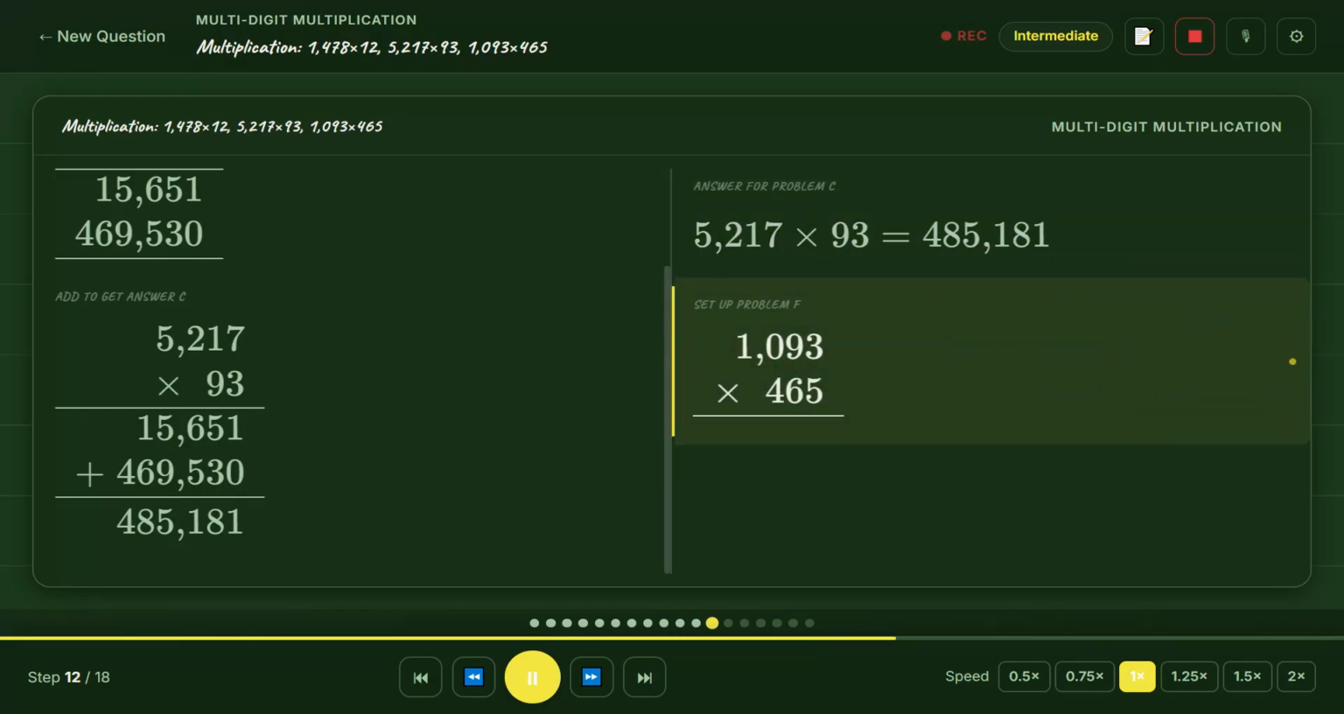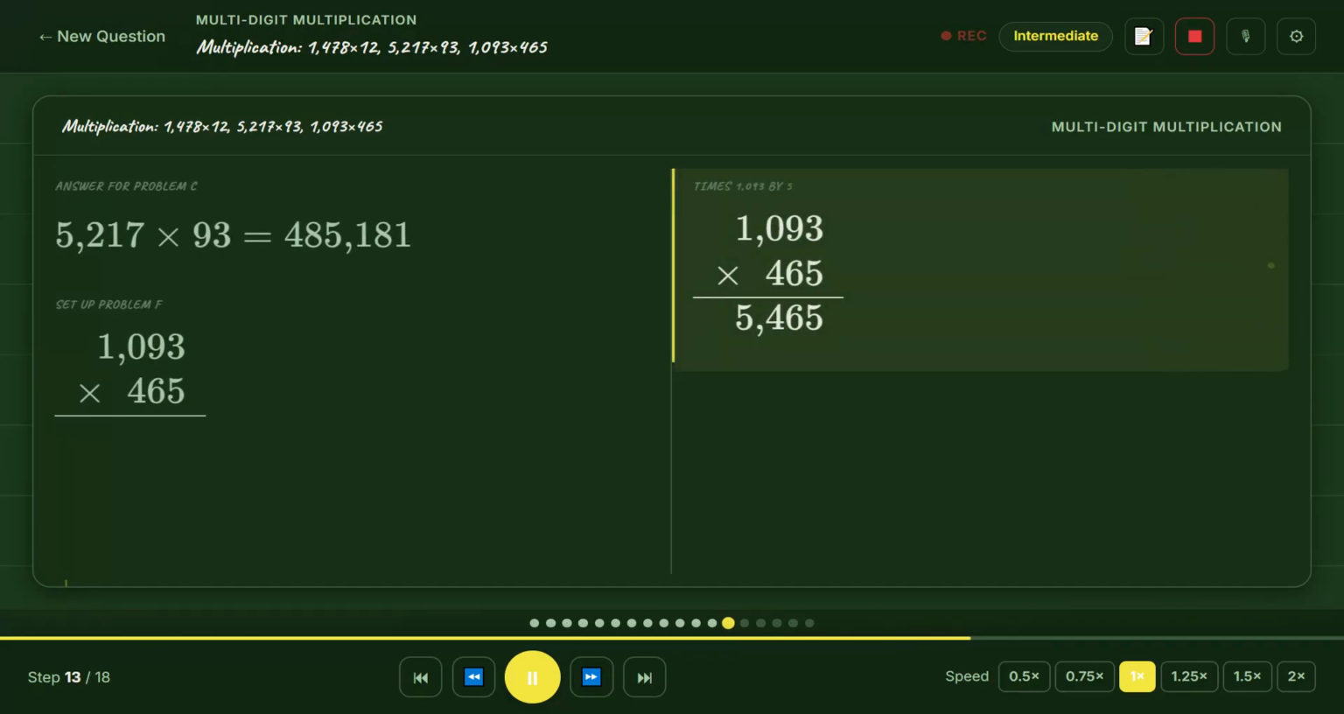Here is problem F. We write 1,093 on top and 465 on the bottom. This time we have 3 digits on the bottom, so we do 3 rows of times, by 5, by 60, and by 400. Let's times 1093 by 5.